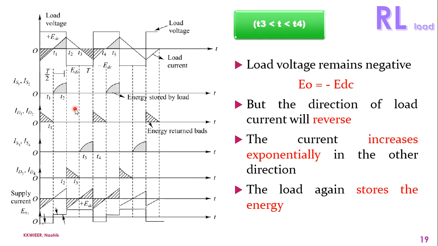So the load voltage remains negative, as I said, E0 is equal to minus EDC, but the direction of load current will reverse. For the first mode T1 to T2, it was positive and in this direction. Now T3 to T4, for the third mode, the direction will be in the reverse manner. And again, the load stores the energy in this third mode.